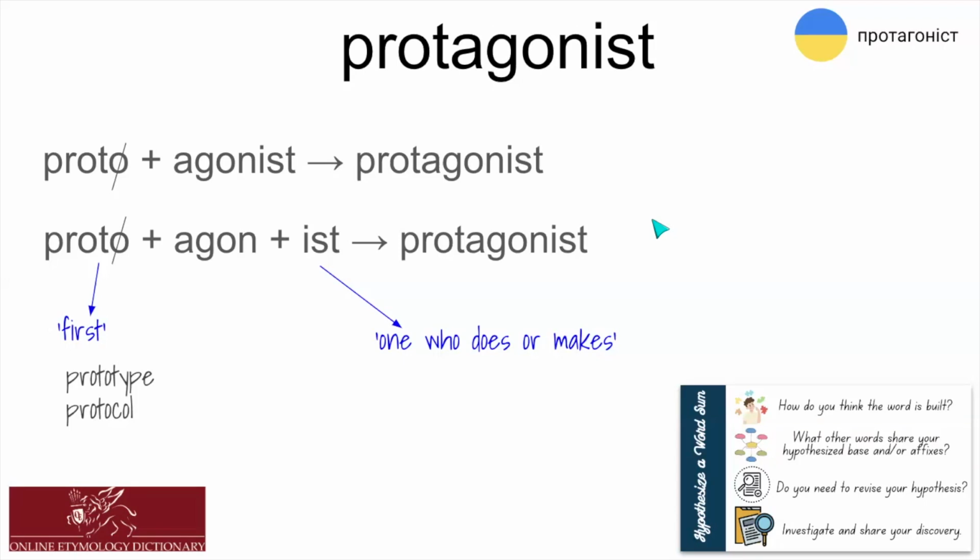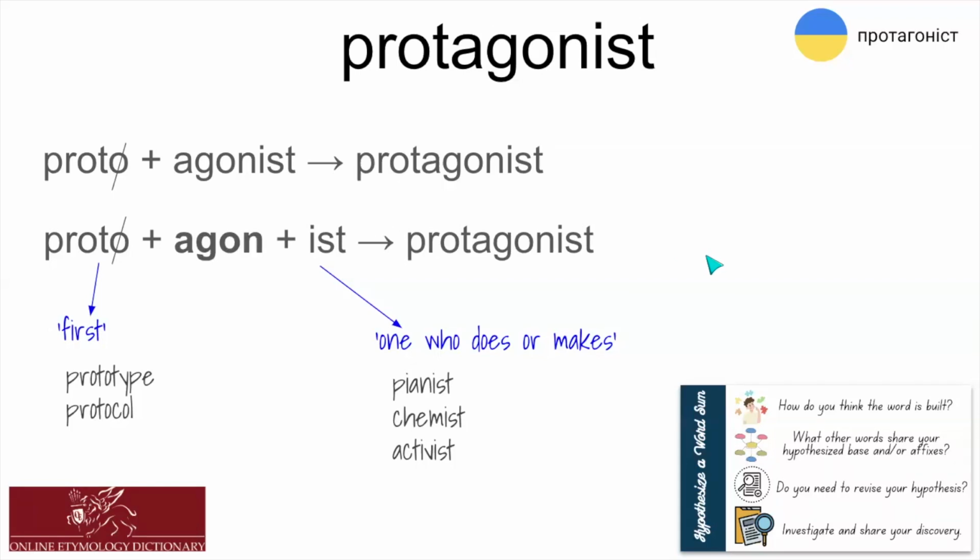So can I think of other words where IST is being used in this sense? And I can. I think of the word pianist, someone who plays the piano. Chemist, someone who works with chemicals or chemistry. Activist, someone who is protesting or actively working to make changes. So I've got some parts here that I'm pretty confident about, and that leaves me with agon as a base or a base element.